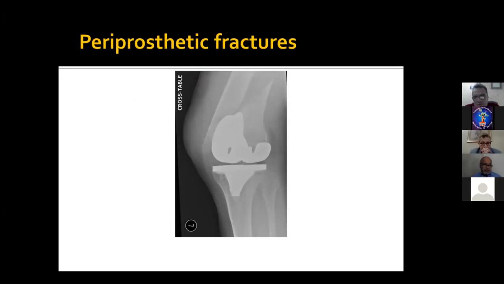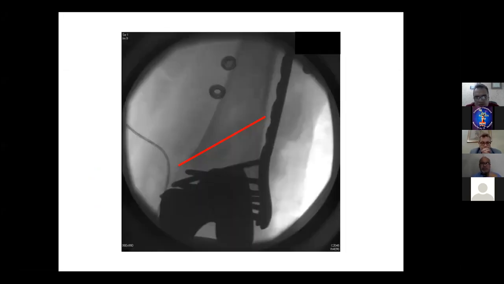And to do that, you have to use a fixation method that does not interfere with the prosthesis or its fixation, such as this.